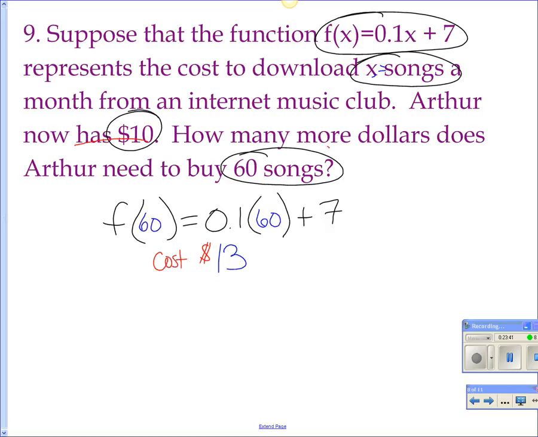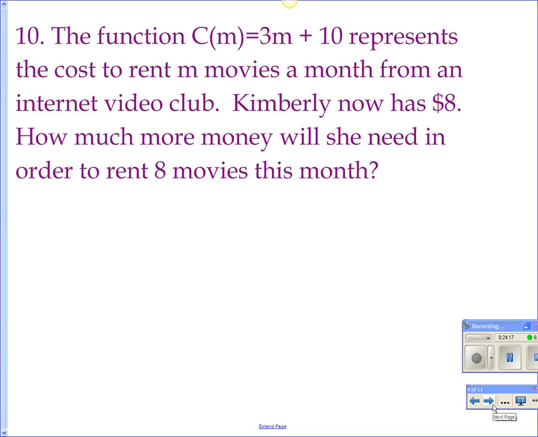Arthur has how much money? He has $10. It's going to cost him $13. How many more dollars does he need? 3. That's the final answer. So you can subtract 10 if you want to think about it like that. That's how we get 3. Okay. Number 10.